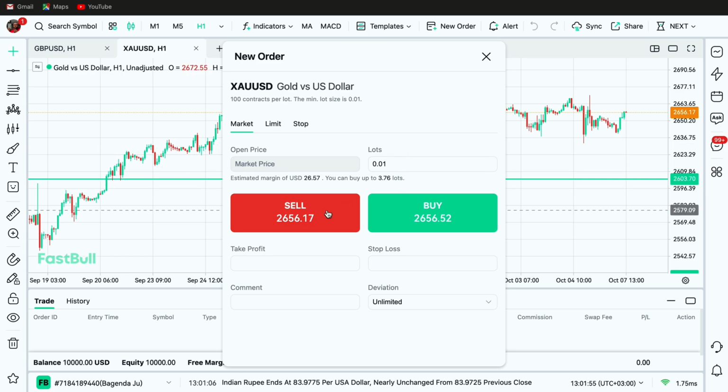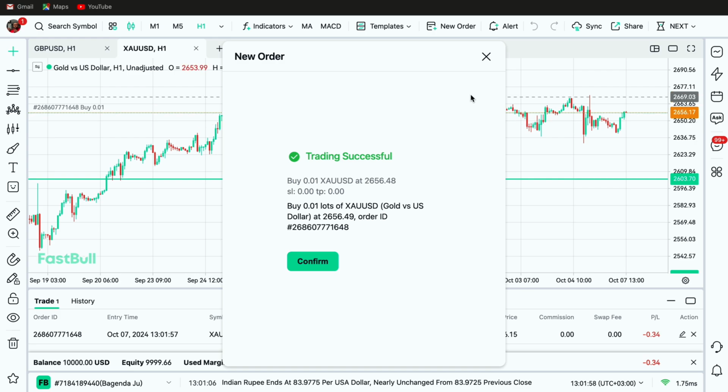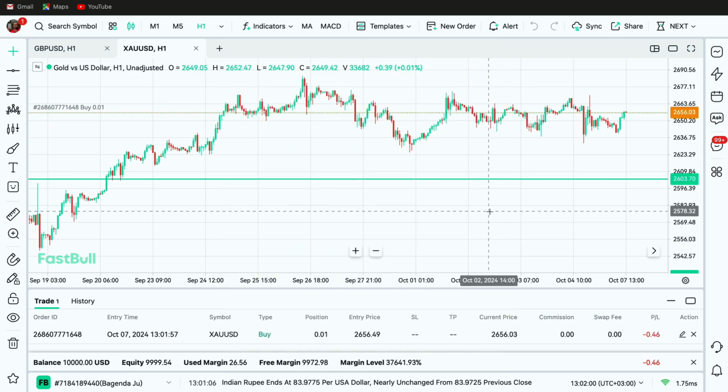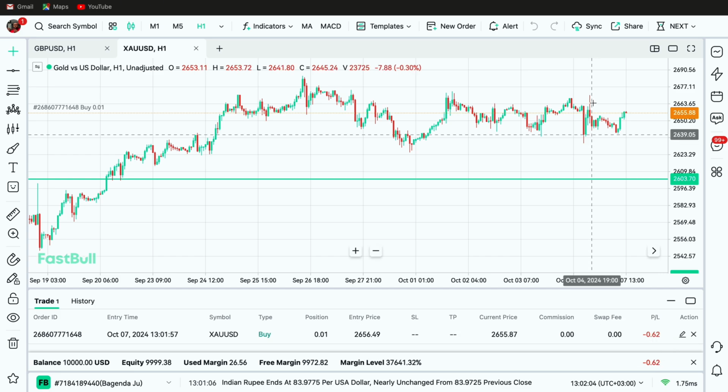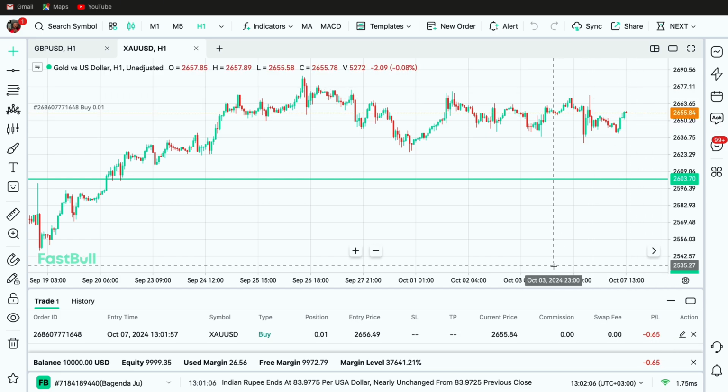Let's say I'm going to buy. Now I'll confirm here, and then you see my trade is there. You can see literally my trade is running here. So if you want to practice and you want a demo account, it's right here, guys. Just create a demo account with Fastball, and then you can practice from here. If you want to deposit your money, you can also deposit and then be trading from here.